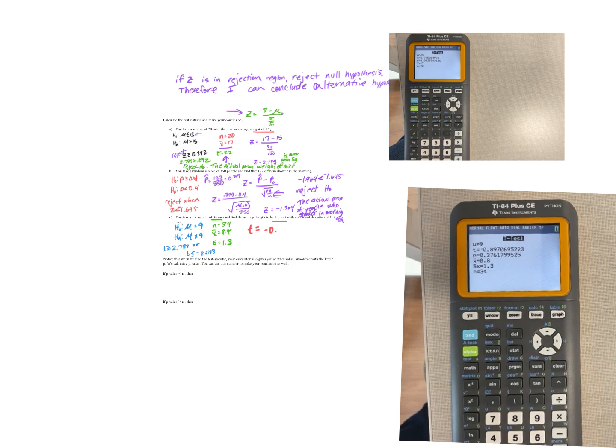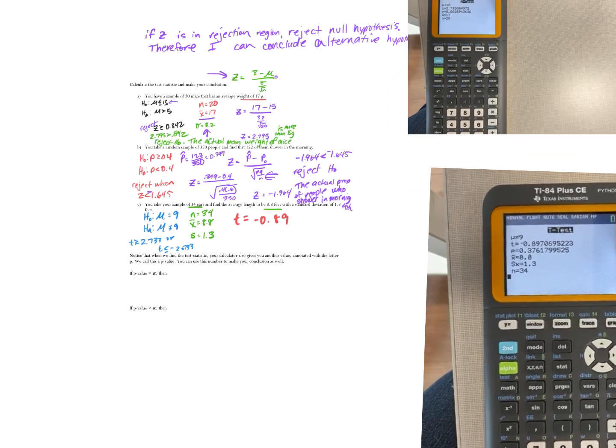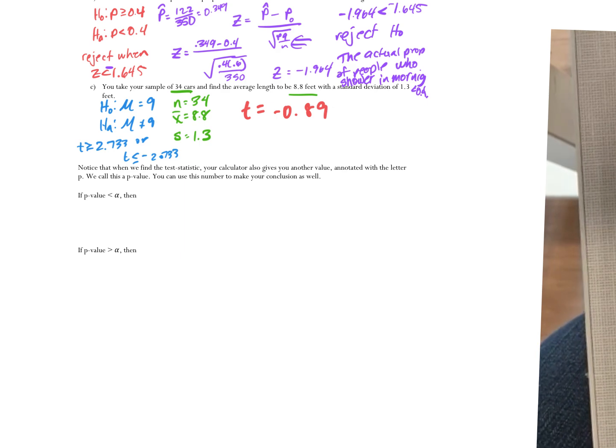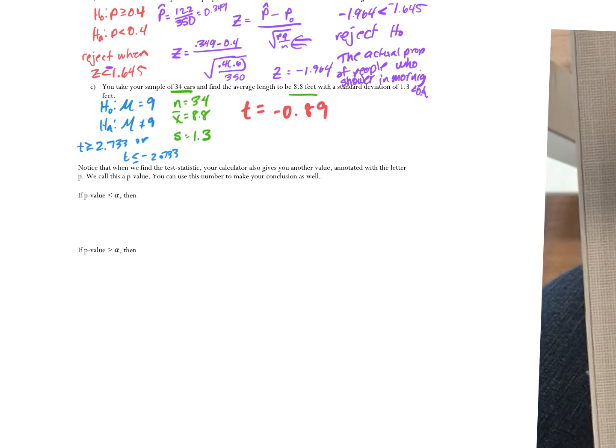So it's good. In this case, we are not rejecting. Is this in my rejection region? Is it bigger than 2.7? Is it less than negative 2.7? No. Okay, it's true.